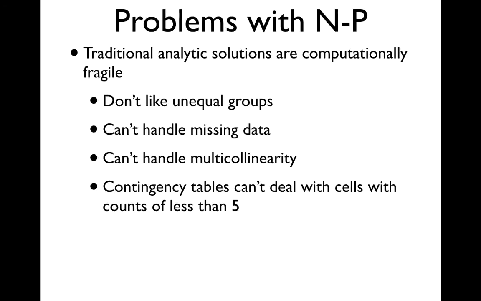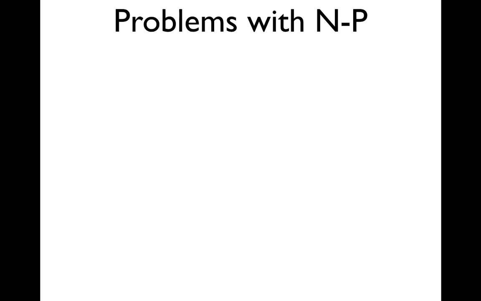These are examples where traditional analytic solutions don't work. There are some corrections for unequal groups. There are some ways to try to handle missing data and to handle multicollinearity. Most texts say that if you have counts of less than 5 in a bucket, you just can't use that bucket. So these are ways in which the traditional tools that are taught fall apart in very realistic scenarios.